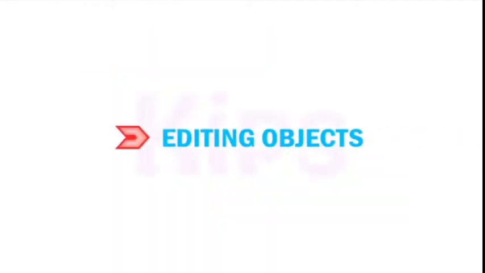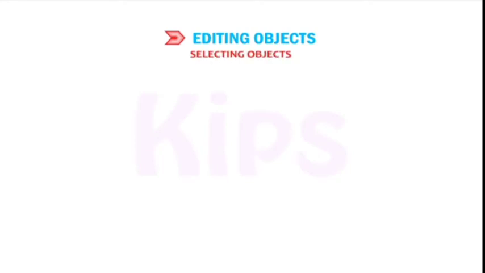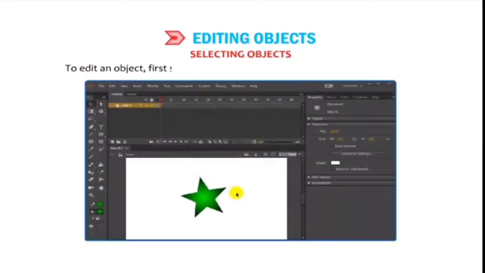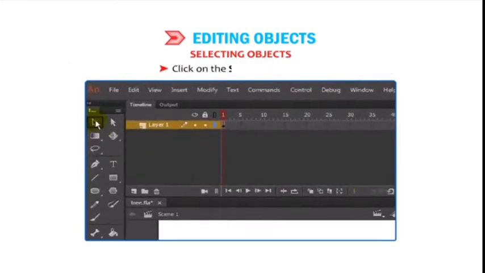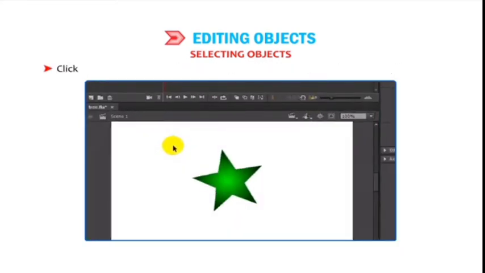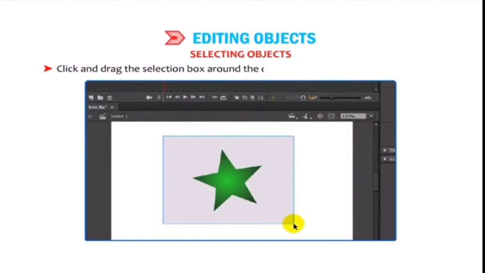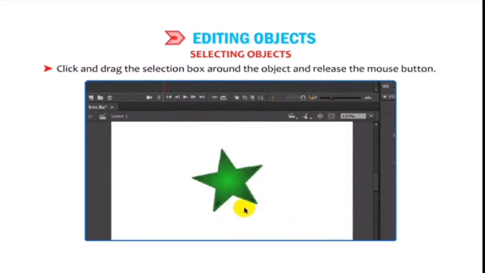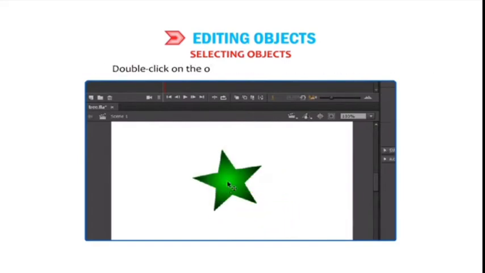Okay, let us learn about editing objects. Selecting objects. To edit an object, first select it, otherwise the command will not be applied. Click on the selection tool. Click and drag the selection box around the object and release the mouse button. Or double-click on the object to select both stroke and fill.